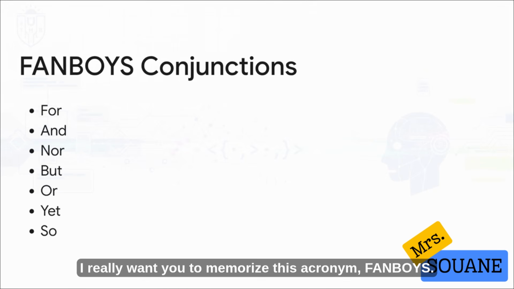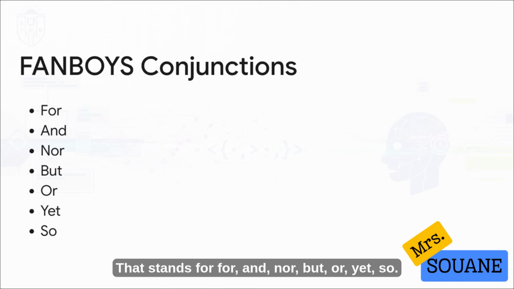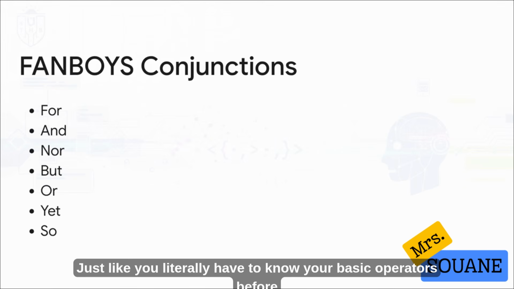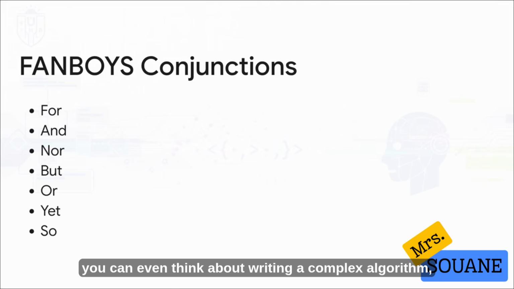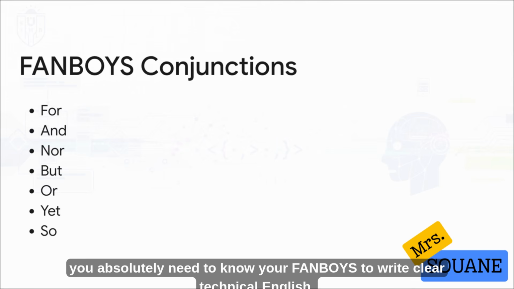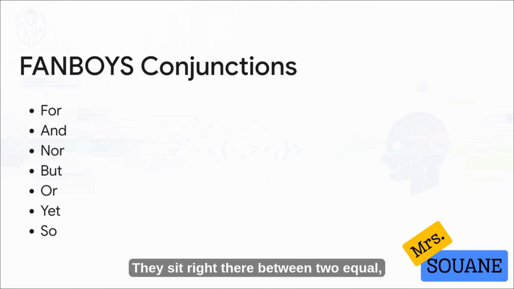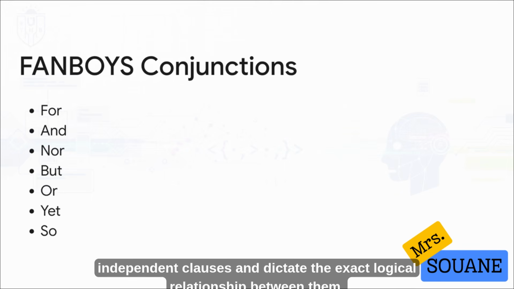Now, let's zoom in on the most fundamental logic gates, the coordinating conjunctions. I really want you to memorize this acronym, FANBOYS. That stands for for, and, nor, but, or, yet, so. These are your foundational keywords. Just like you literally have to know your basic operators before you can even think about writing a complex algorithm, you absolutely need to know your FANBOYS to write clear technical English. They sit right there between two equal, independent clauses and dictate the exact logical relationship between them.